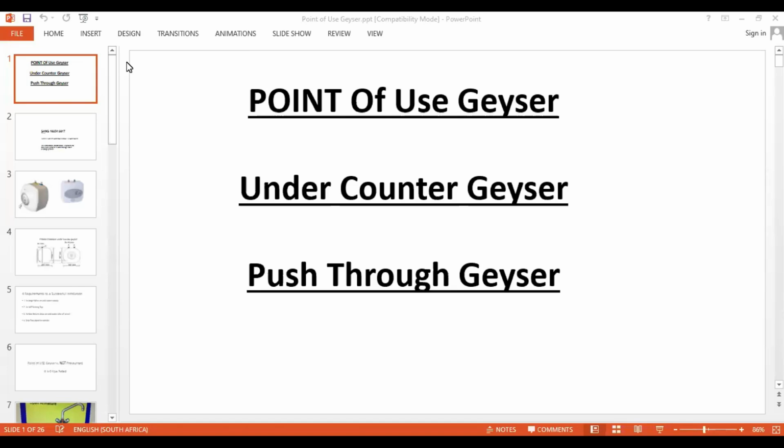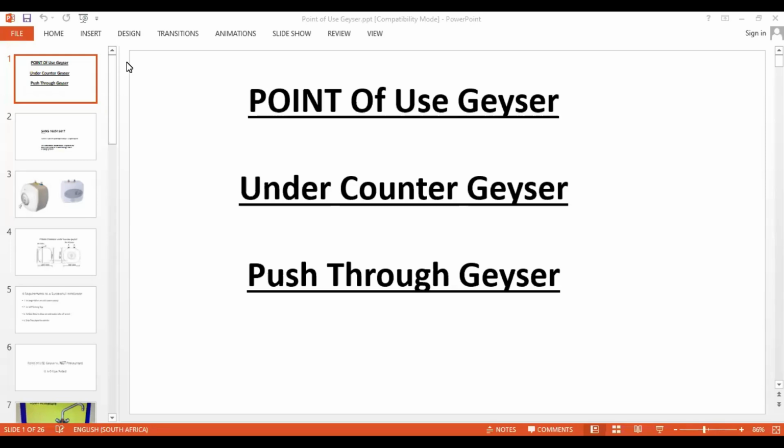This morning, we are going to chat about the point-of-use geyser, commonly also known as under-counter geyser or push-through geyser. I prefer to talk about the push-through geyser, and by the end of this webinar, you'll understand the terminology push-through geyser. I think the word geyser throws us off a bit. Because the minute we think about geyser, we think about a pressure vessel, and then we start thinking about vacuum breakers, drain cocks, PCVs, and all of those things. And none of those things are required. So I'm going to take you through a step-by-step guide in what is required and how to install this geyser.